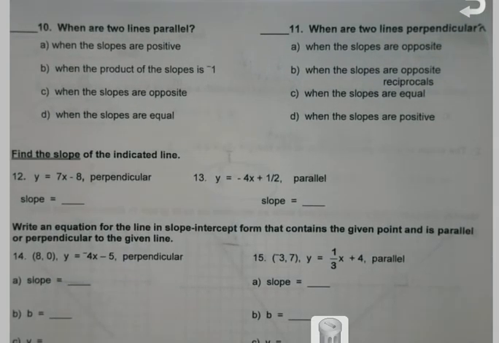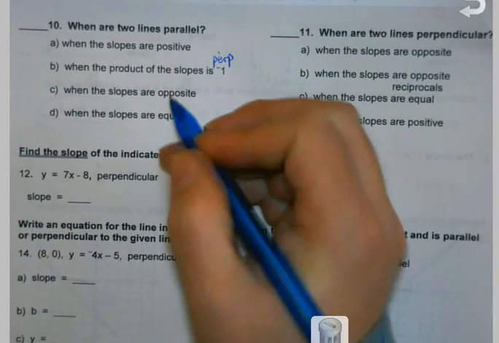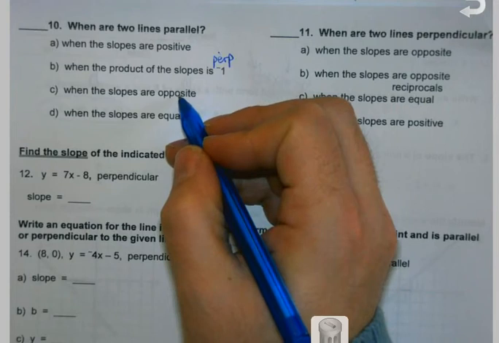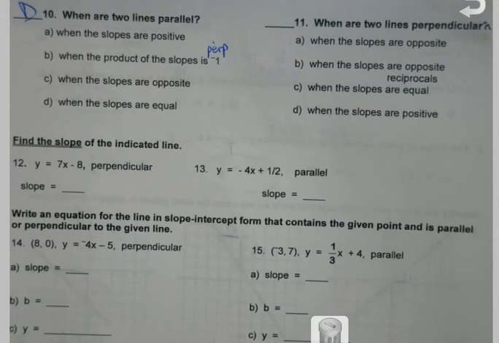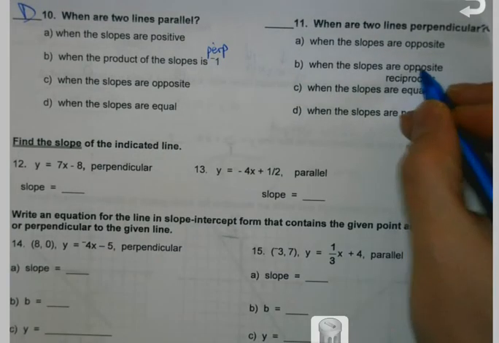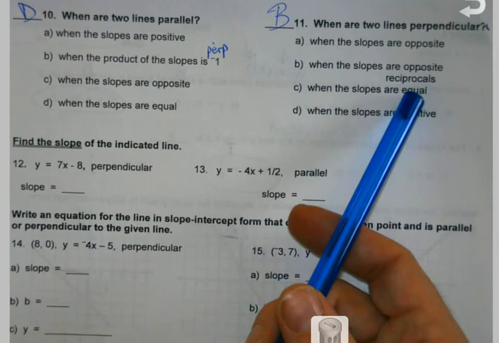Okay, when are two lines parallel? When the slopes are positive? No. When the product is -1? No, that's perpendicular. When the slopes are opposite? No, that's part of perpendicular. When they're equal. I guess I just answered the next question. When are two lines perpendicular? When they're opposite, that's part. When they're opposite, which means I change the signs, and reciprocals. Because again, equal is when they're parallel.